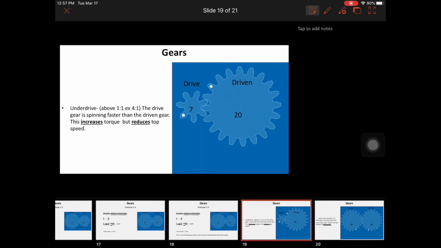So let's go ahead and review on this really quick. On an underdrive ratio, for example a 4 to 1, the drive gear is spinning faster than the driven. This is going to increase torque but reduce top speed.